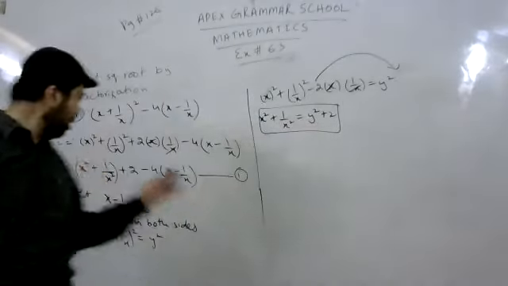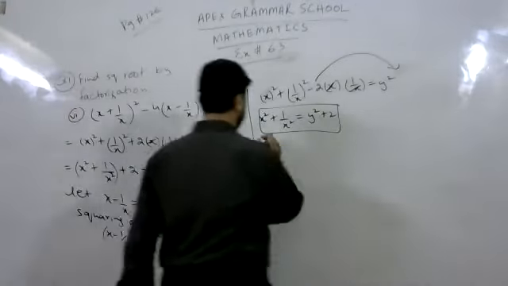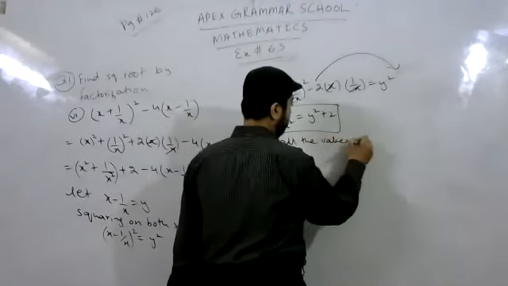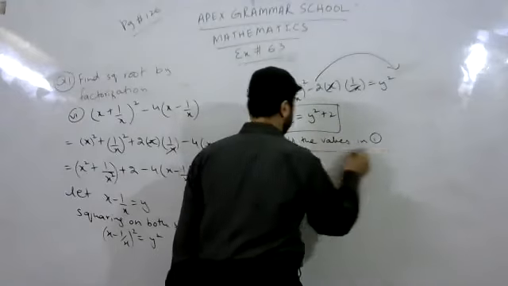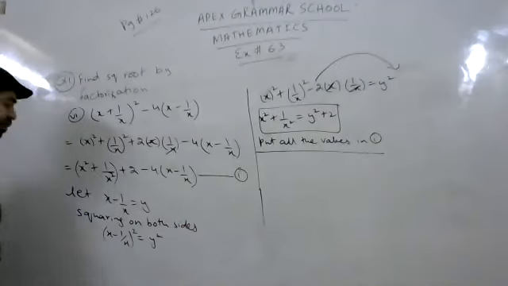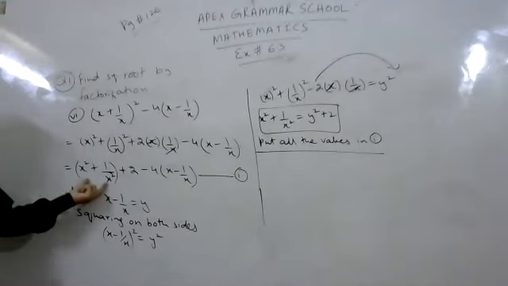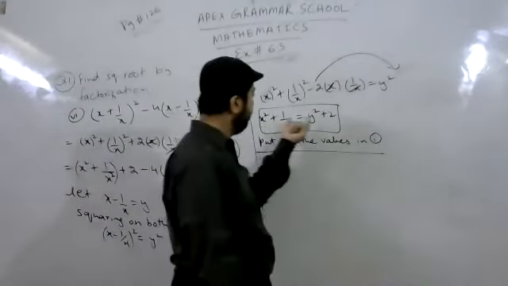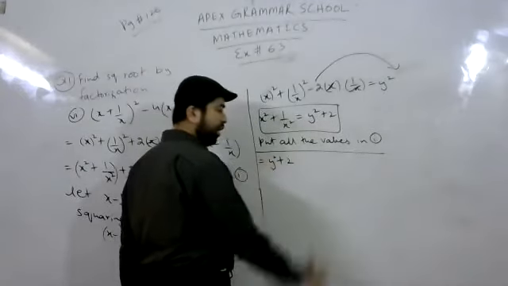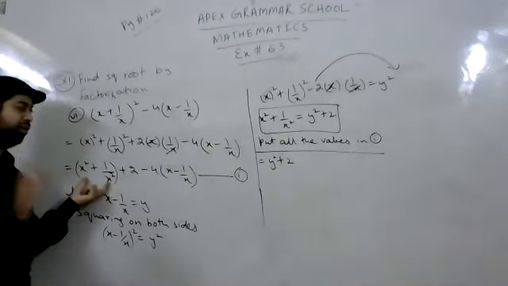Now replace all the values in equation number 1. So put all the values in equation number 1. First is x square plus 1 over x square. That's why I was applying the bracket here. Instead of writing x square plus 1 over x square, you need to write its value, that is y square plus 2. So I am writing y square plus 2. Instead of x square plus 1 over x square, I have written y square plus 2.